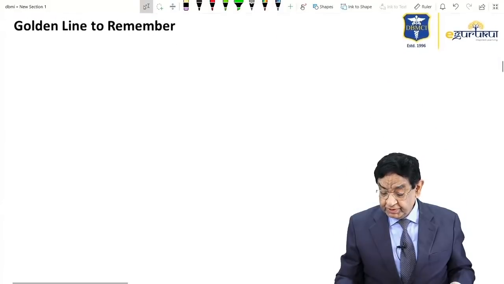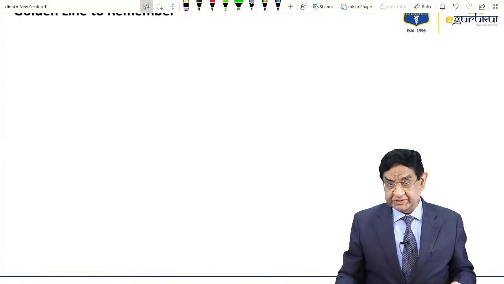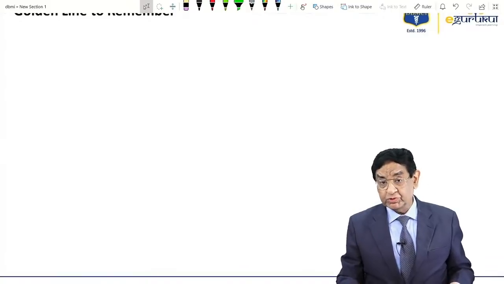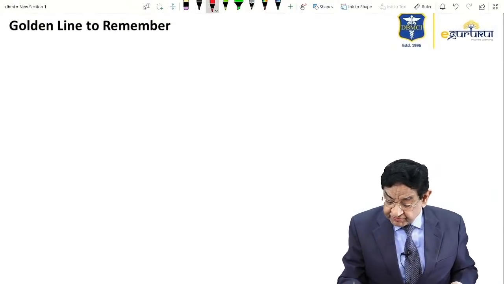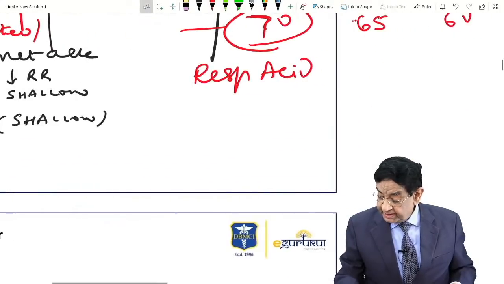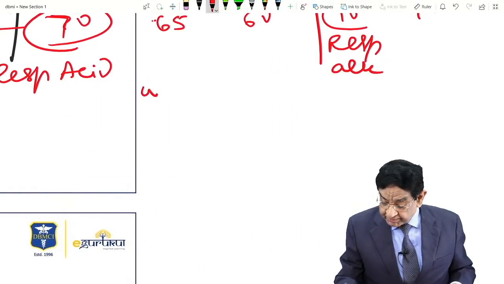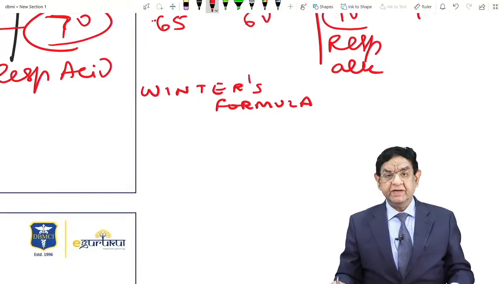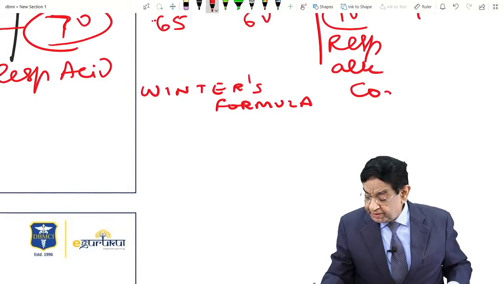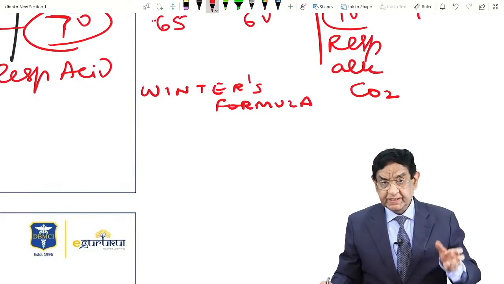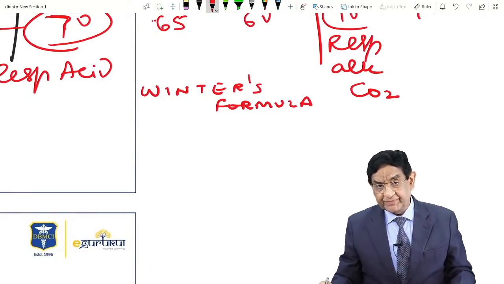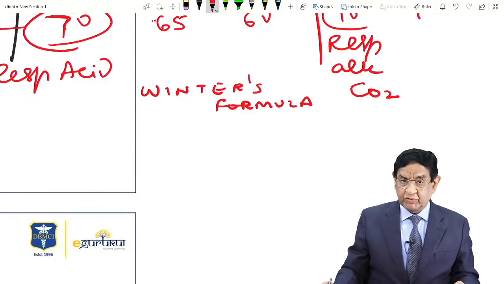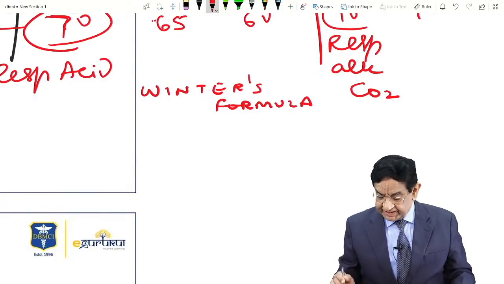now we move on to the actual formula, which is not known to most students. We have Winter's formula. By this we calculate how much CO2 should be there to compensate. If I give you the formula first and then how to calculate, things will become very, very easy for you.